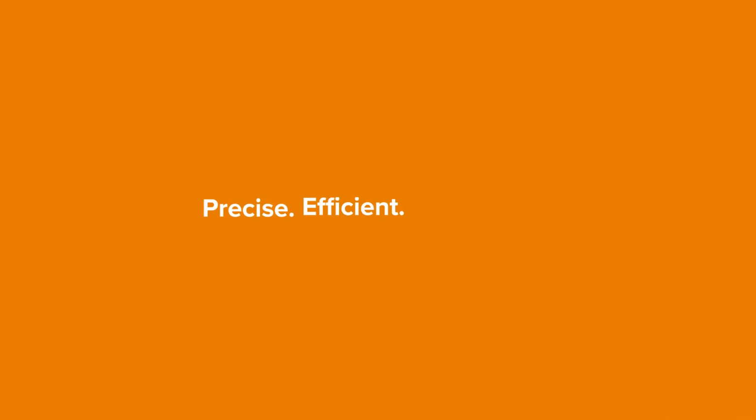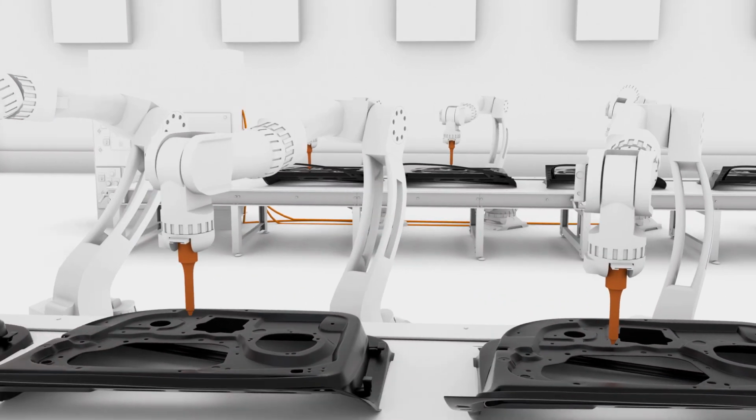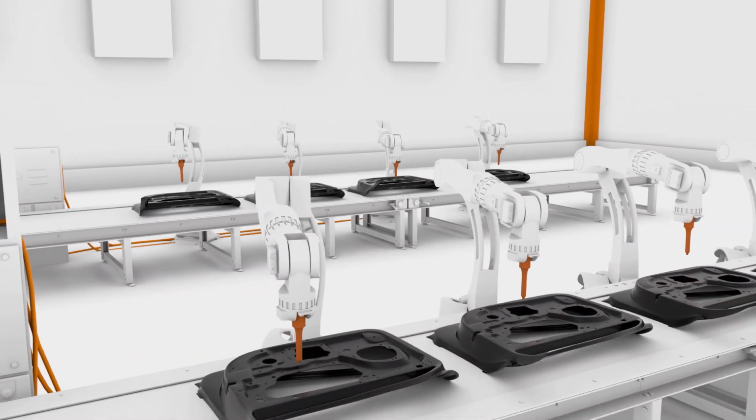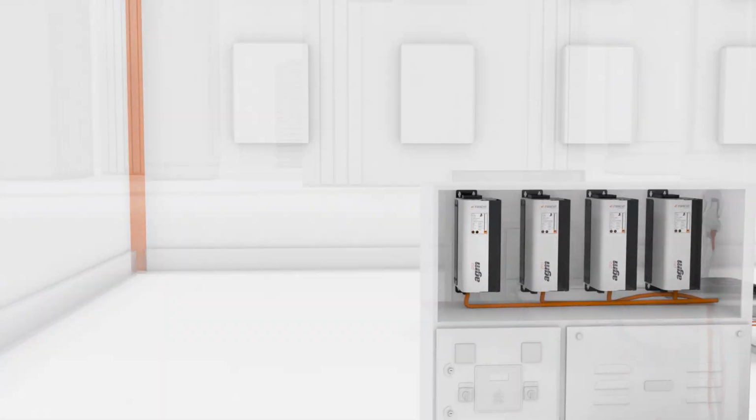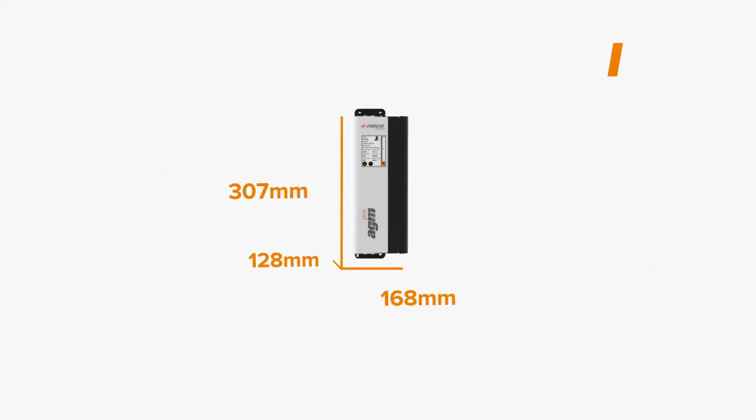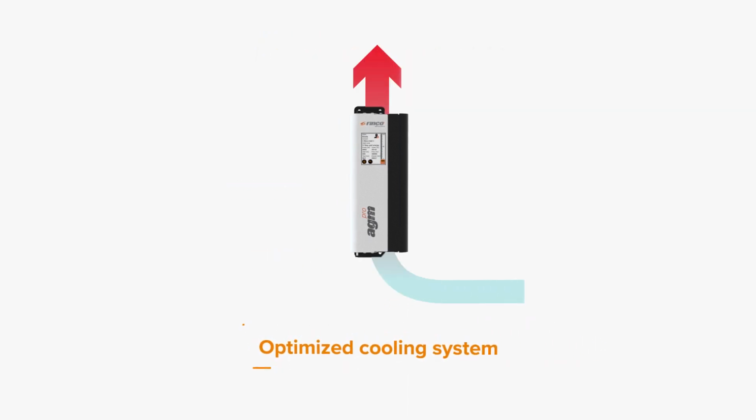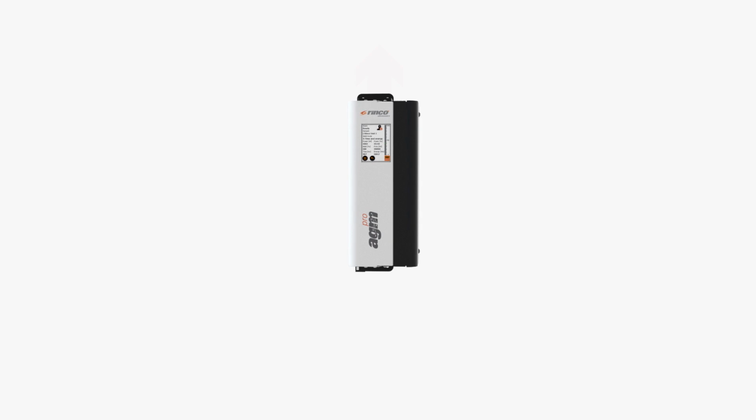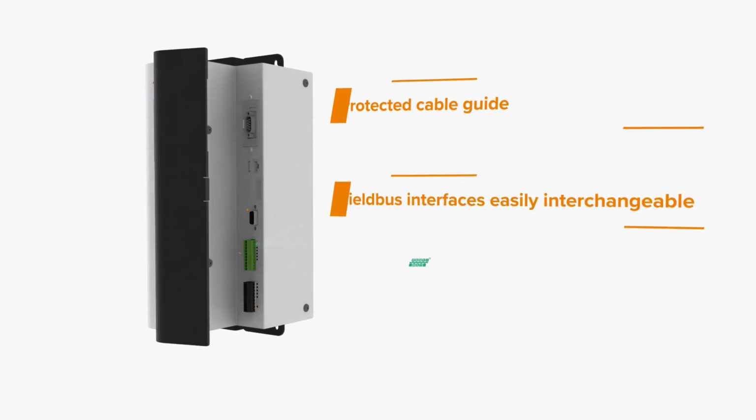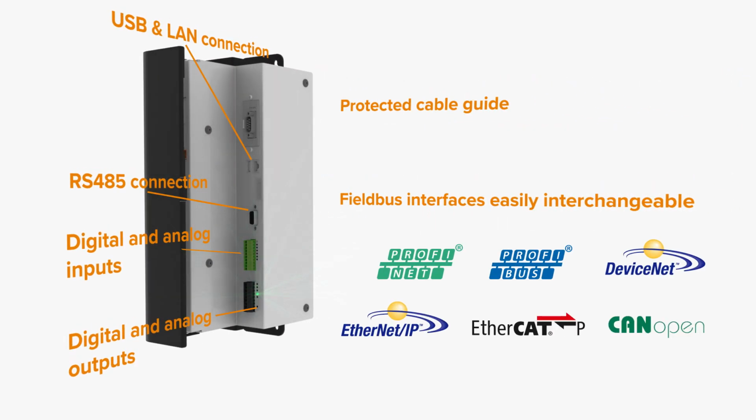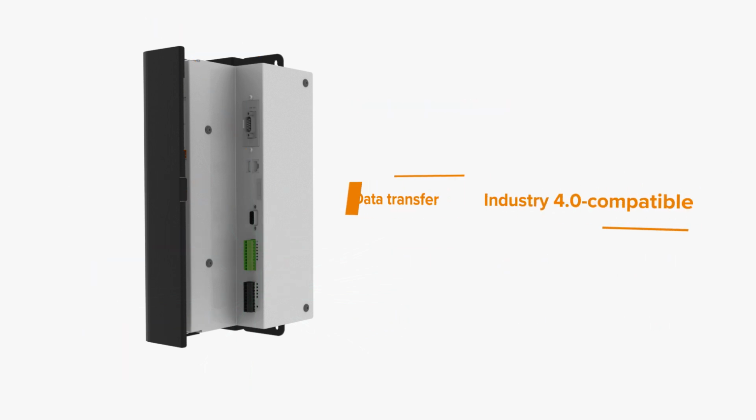Precise, efficient, and powerful. The ultrasonic generator of the AGM Pro series is specially designed for installation in automation lines and special purpose machines. Thanks to its slim design, the generator can be space-savingly integrated into any electrical cabinet. Via certified field bus interfaces, the AGM Pro can be quickly and easily integrated into existing systems.